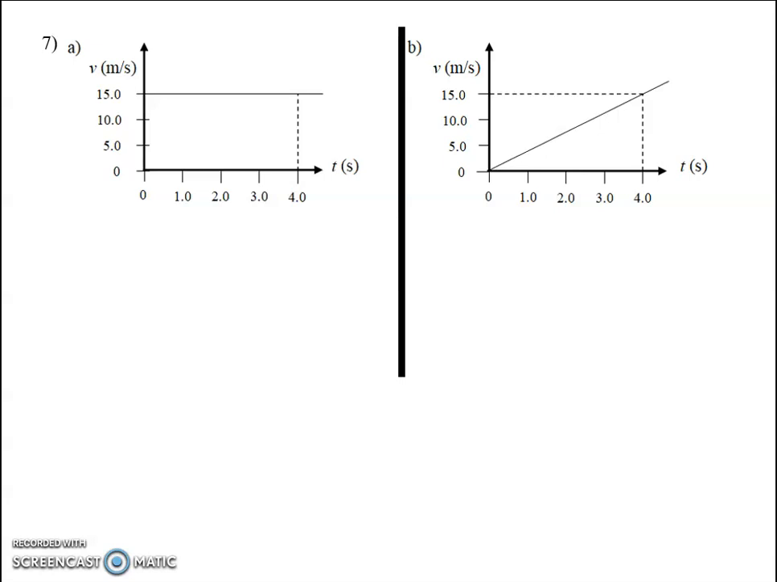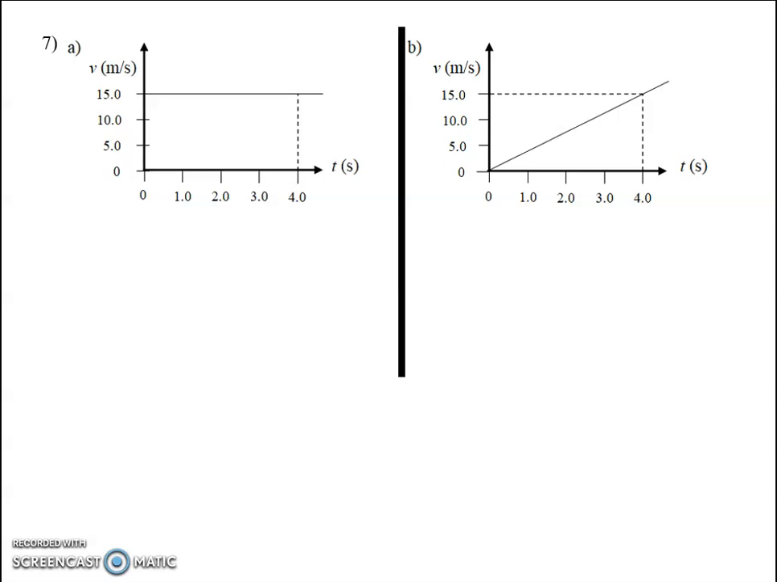Now, anytime you look at a graph, one of the first things you want to look at is what's being plotted. These are both velocity versus time graphs. These aren't position versus time graphs. It's not telling you where the object is. It's telling you how fast the object is moving and in what direction. Positive, the object is moving forward. Negative, the object is moving backwards.